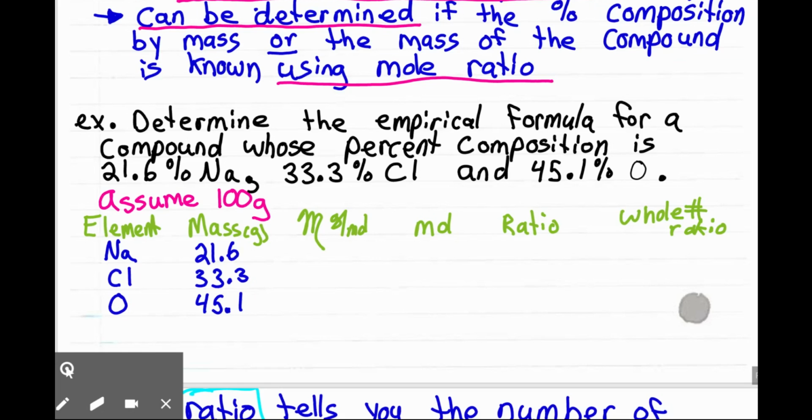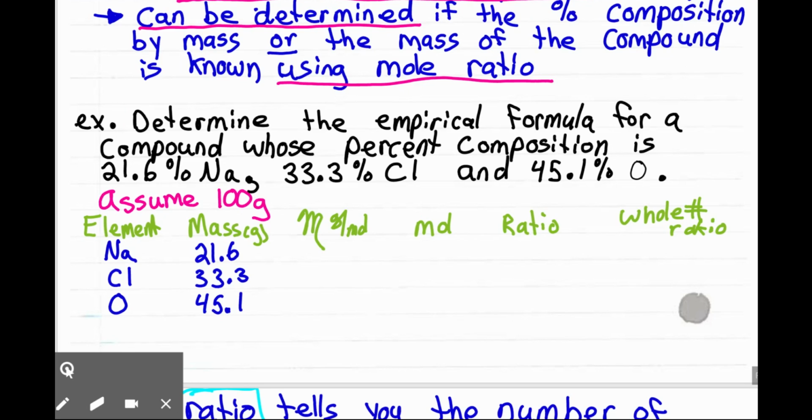Okay, so I've taken my percents and I have turned them into masses. And this works because if I have 100 grams, then my percents, 21.6% becomes 21.6 grams. You're going to notice that I did not write units after all of my mass numbers. It's because I have my unit in my table header, so they're in green. If I don't put my units with the table labels, then I have to write them in after every number. Okay.